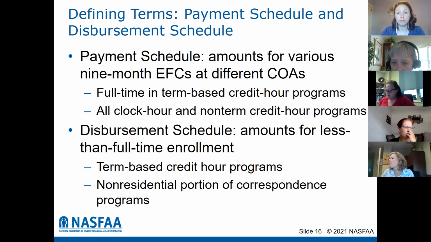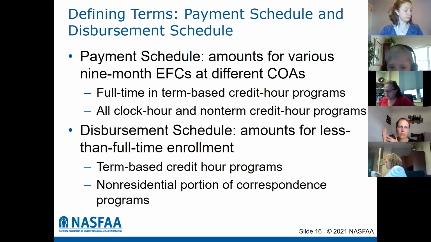Okay, defining terms: payment schedules and disbursement schedules. The payment schedule is the amount for various 9-month EFCs at different costs of attendance. Full-time in term-based credit hour programs, all clock hours and non-term credit terms. Disbursement schedule, it's the amounts for less than full-time enrollment. These are term-based credit hour programs, non-residential portions, correspondence programs. Again, this is one of those where there are no correspondence classes or schools here, or non-standard, you kind of get to ignore that.